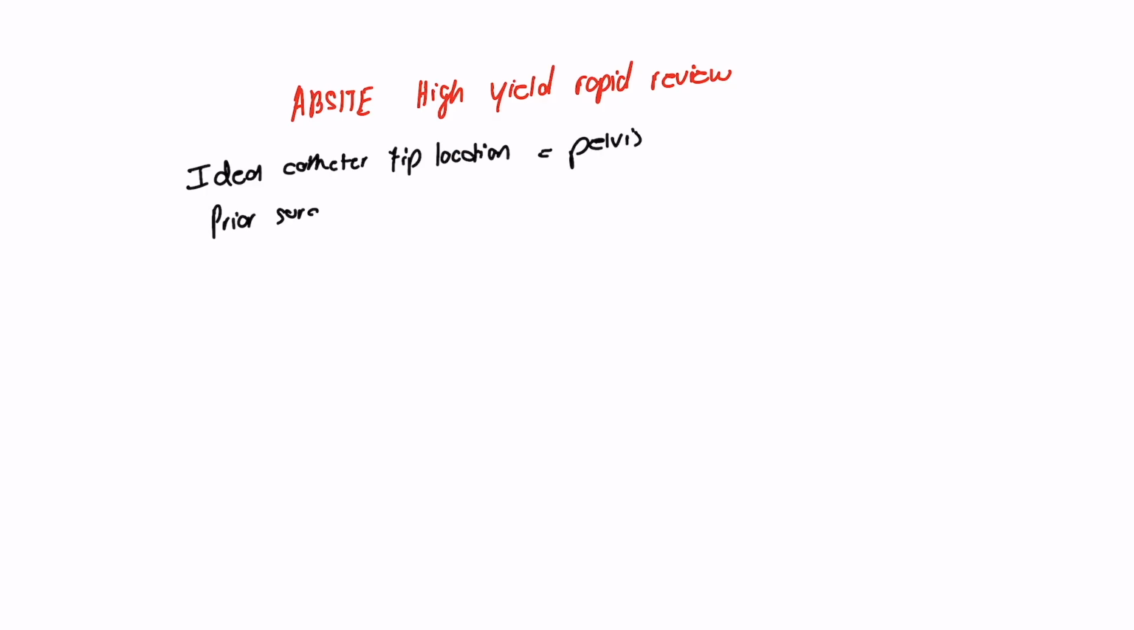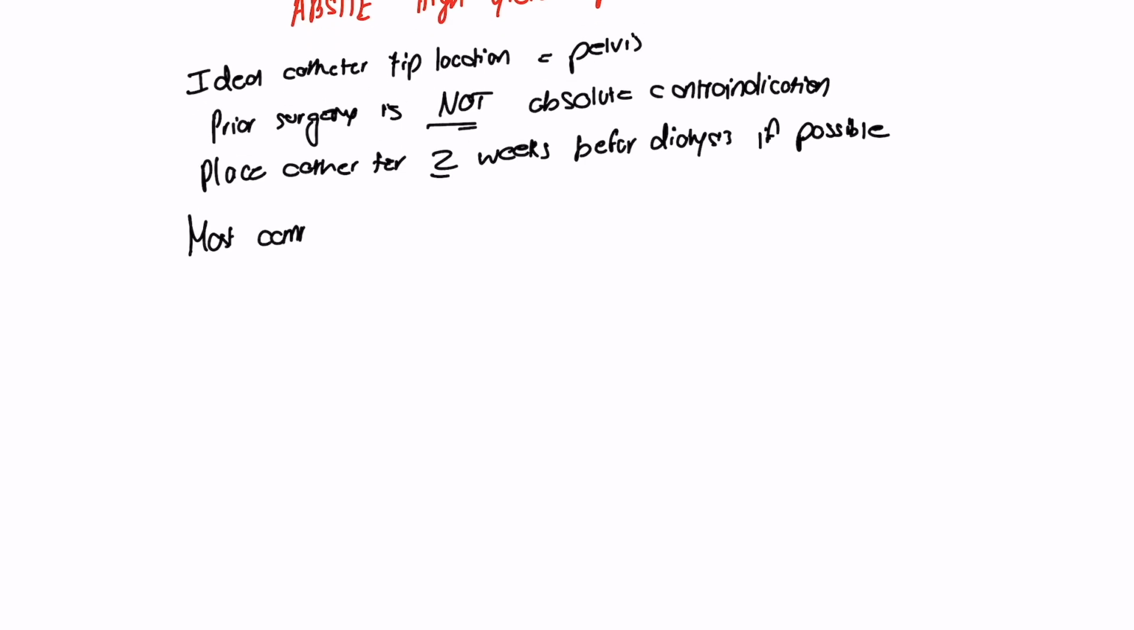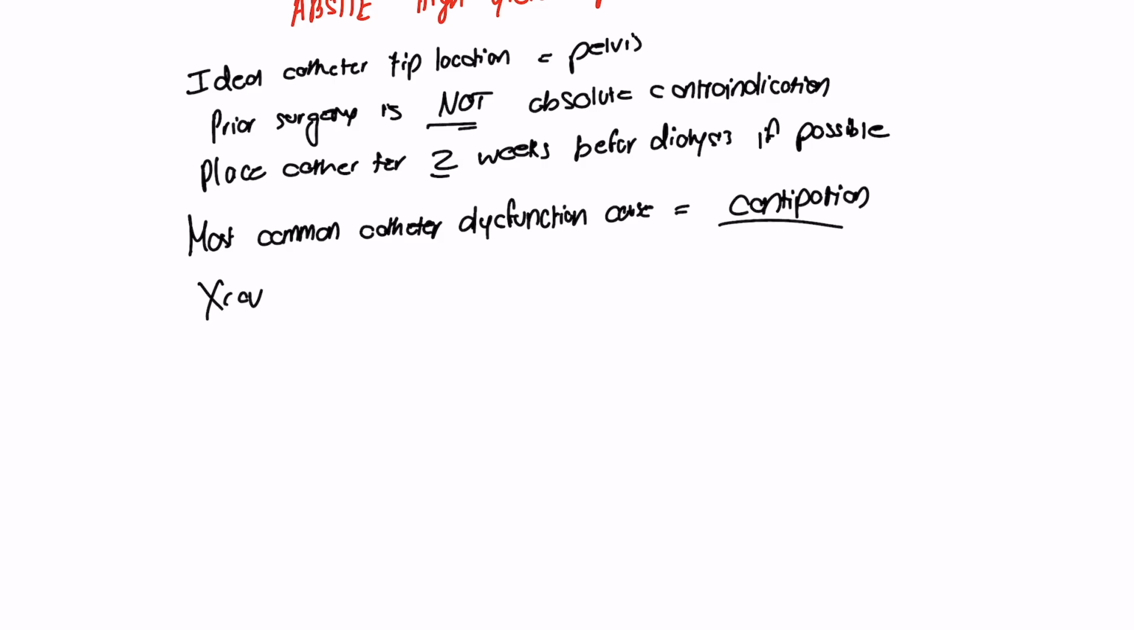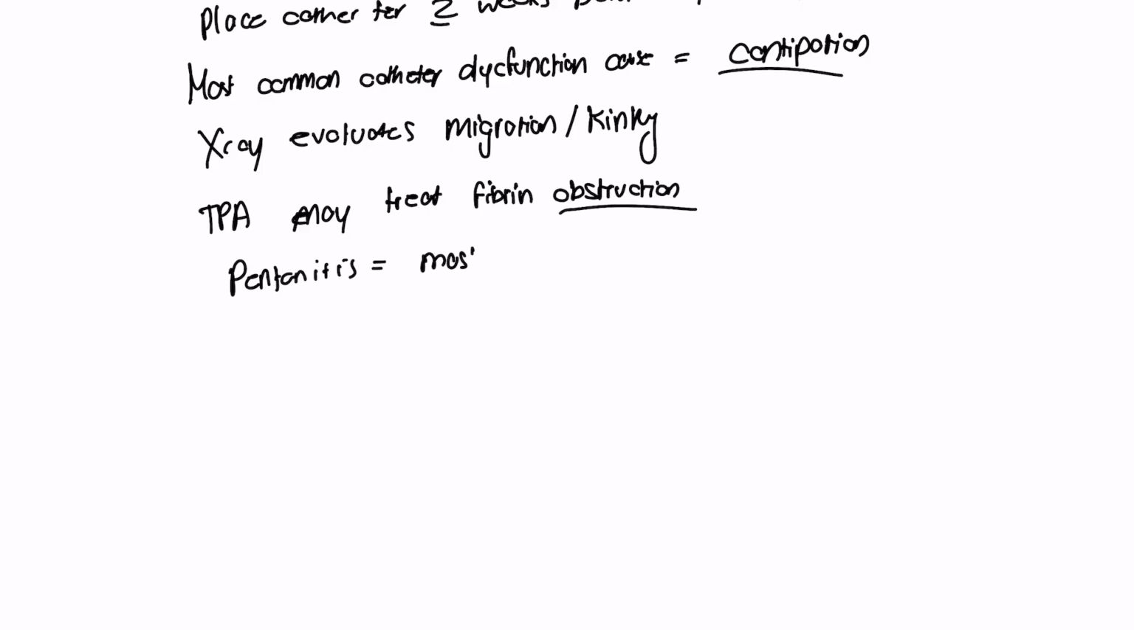Let's do the ABSITE high yield rapid review. First, the ideal catheter tip location is in the pelvis. Prior surgery, remember, is not an absolute contraindication to peritoneal dialysis catheter placement. Ideally place catheters 2 weeks before dialysis if possible. Emergent use can be done. The most common catheter dysfunction cause is actually constipation, so do your bowel regimen first. X-ray evaluates migration or kinking and should be used first. TPA may treat fibrin obstruction if nothing else is working.